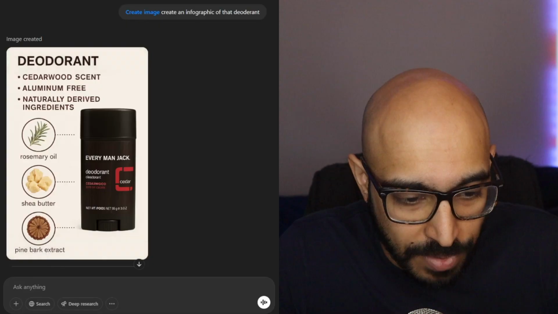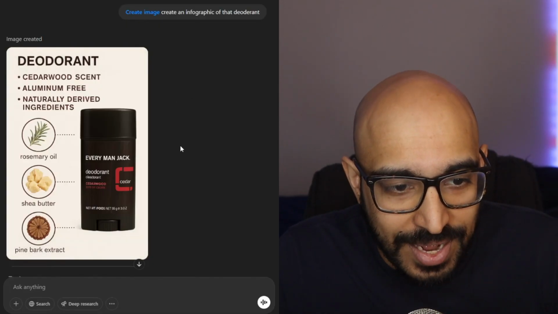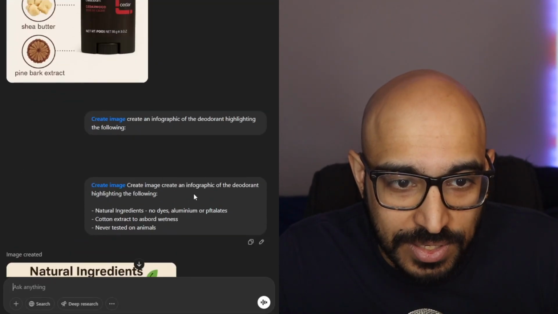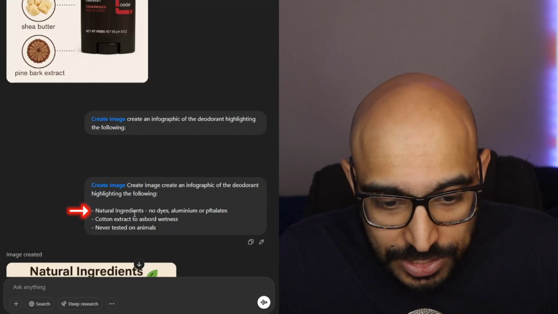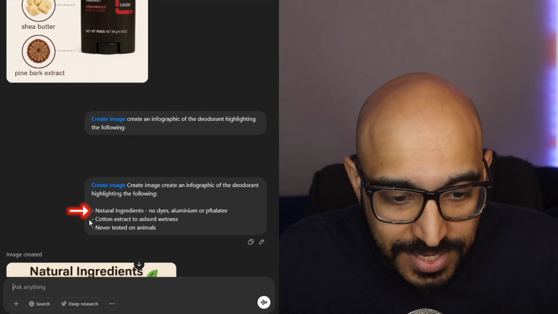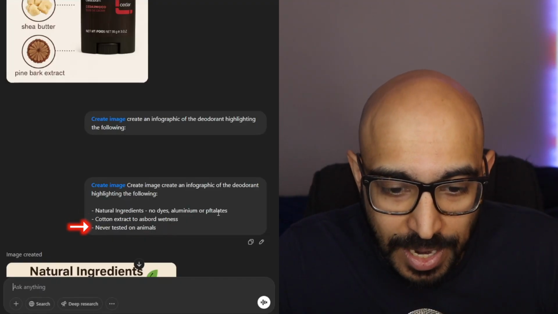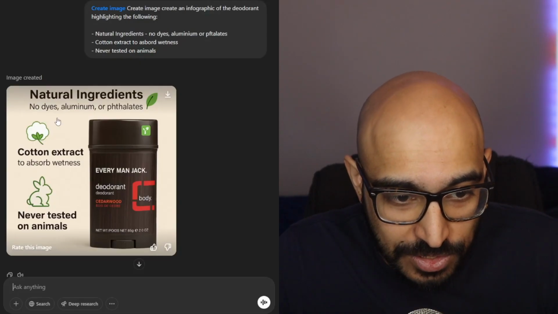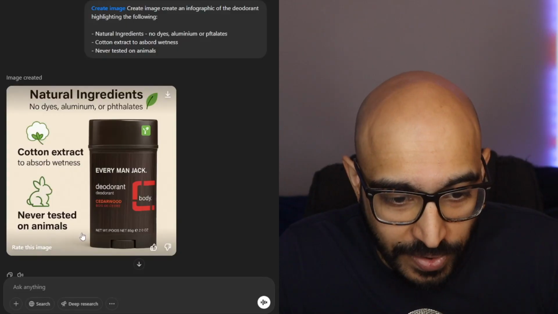It also says pine bark extract. Again, that's not actually correct. So other than that, it's not bad. But I did ask it to get a little bit more specific. I asked it to include these specific features: natural ingredients, no dyes, aluminums, or phthalates, cotton extract to absorb wetness, and never tested on animals. I made a couple of typos in my own prompt, but it actually fixed those typos for me.